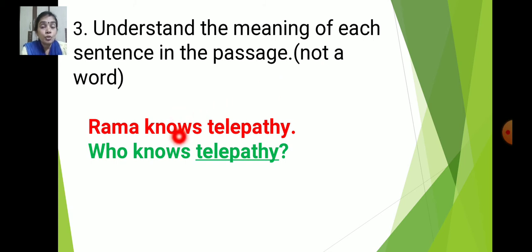If you find any new, very difficult word, for example, Rama knows telepathy. So telepathy is a new word. Now you don't know what telepathy is. Now you will get up and ask, teacher, I don't know what this is. No, you're not going to ask like that. You just understand the sentence. Rama knows telepathy. Something Rama knows. Who knows telepathy? Rama. So no need of finding the meaning of this word.